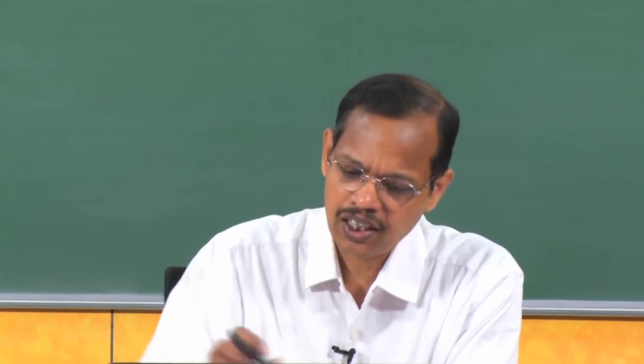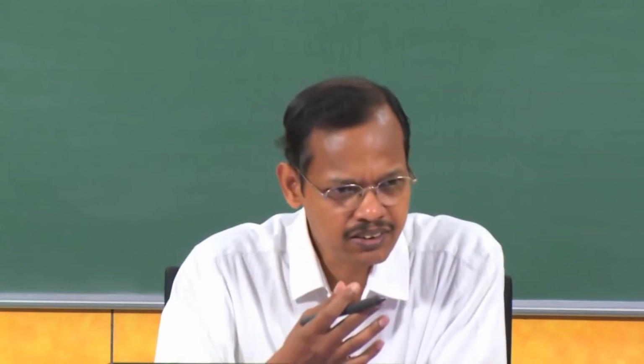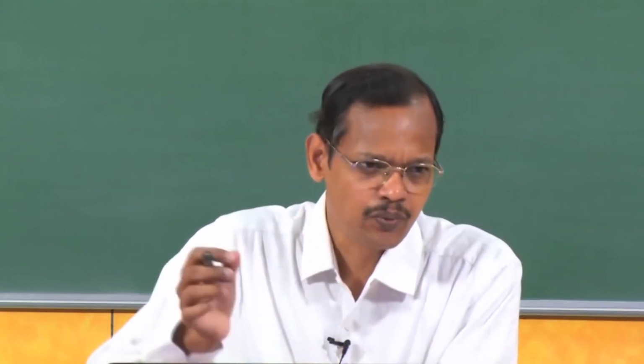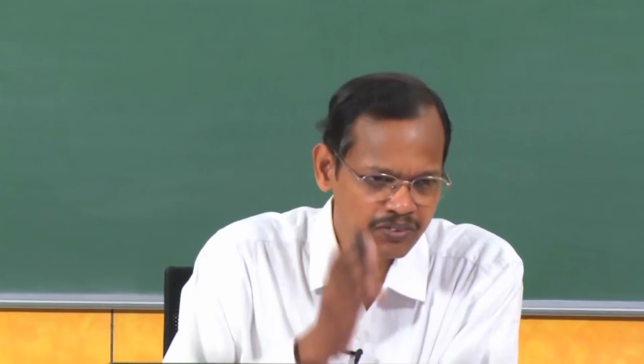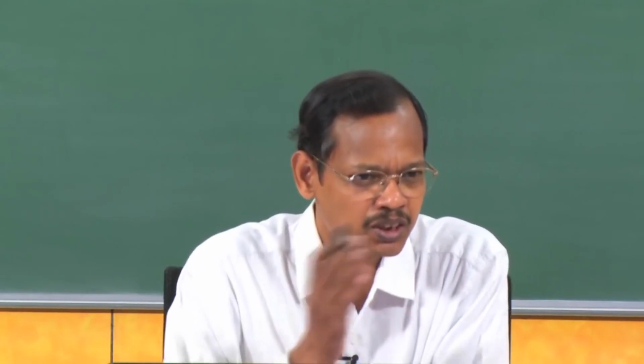For example, Alan Fersht from Cambridge is using Barnase as a source. Using the Barnase protein, they try to mutate different residues and understand the effect of mutations in the particular protein: how far the stability changes at different positions, whether the mutation is in any specific residues or any secondary structures, or based on the accessibility and so on.